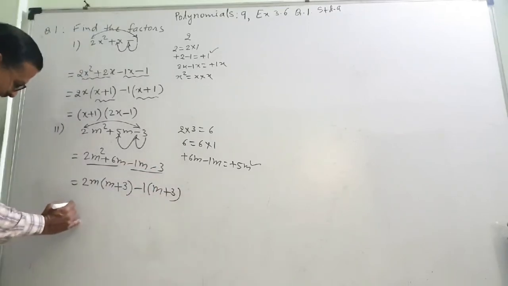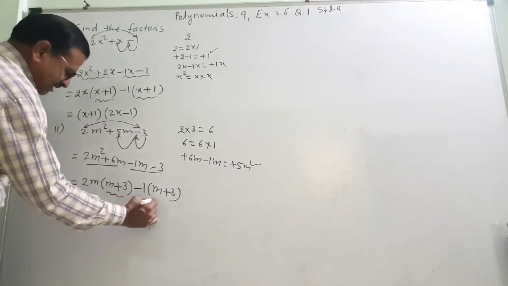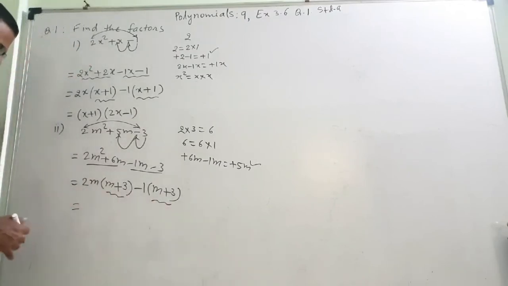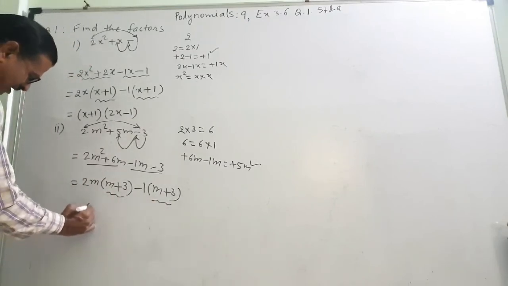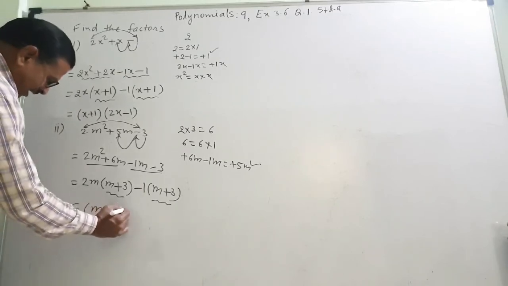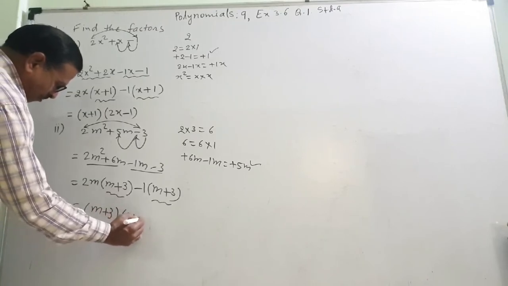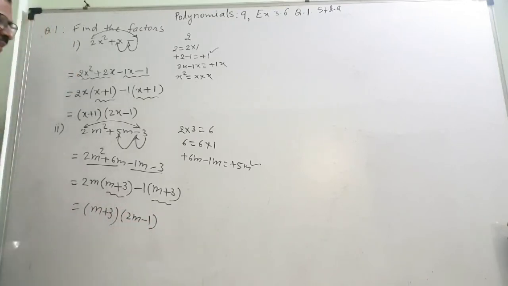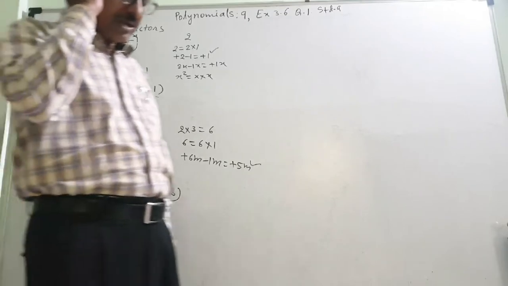Check the brackets. They are equal. This bracket and this bracket are equal, so that also I will take common. This is m plus 3. This is taken common. So what is remaining? 2m minus 1, that I will write in another bracket. So I hope that you have understood this.